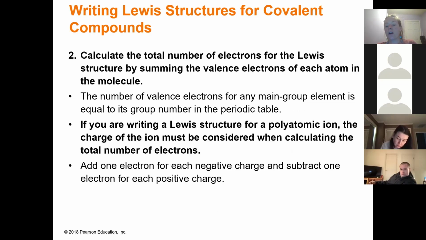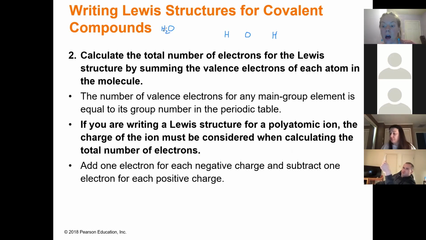So after you've drawn your skeletal structure, so we have H2O, and we said we're going to put hydrogens on the side and oxygen in the center. You need to figure out how many electrons you get to play around with. The number of electrons that you get to play around with for this given molecule is calculated by totaling up all the valence electrons brought to the molecule by each element.